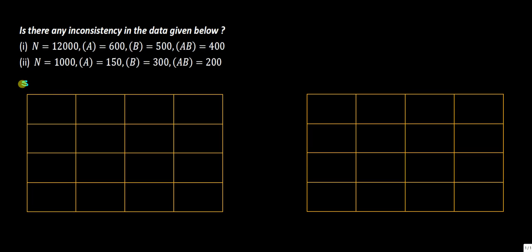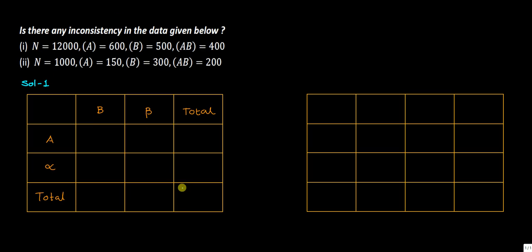This is solution number 1. See, first we have to prepare a table. Here we have to write A, alpha, B, and beta, and here we have to write total. This is the fixed table of this chapter. Now we are writing our values.